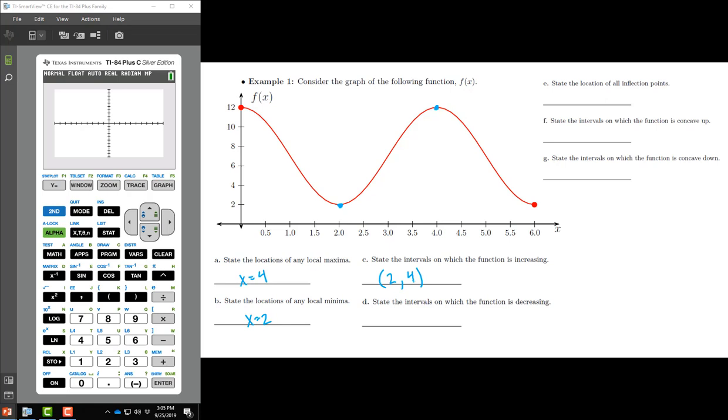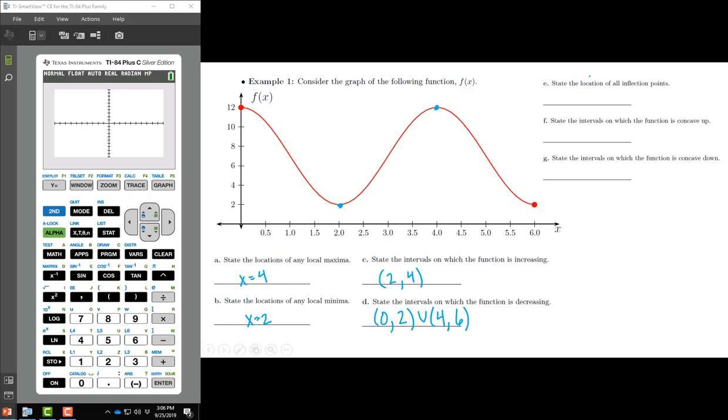And then I can look at where I'm decreasing. Well, there's two places, right? From the starting point down to the minimum, and then from the max to this ending point. So, of course, anytime we have two distinct intervals we're looking at, we're going to use our union notation, right? That glue that holds the intervals together. So what I would say here is we are decreasing from x equals 0 to x equals 2, and then we're picking it up again at 4 and going to 6.